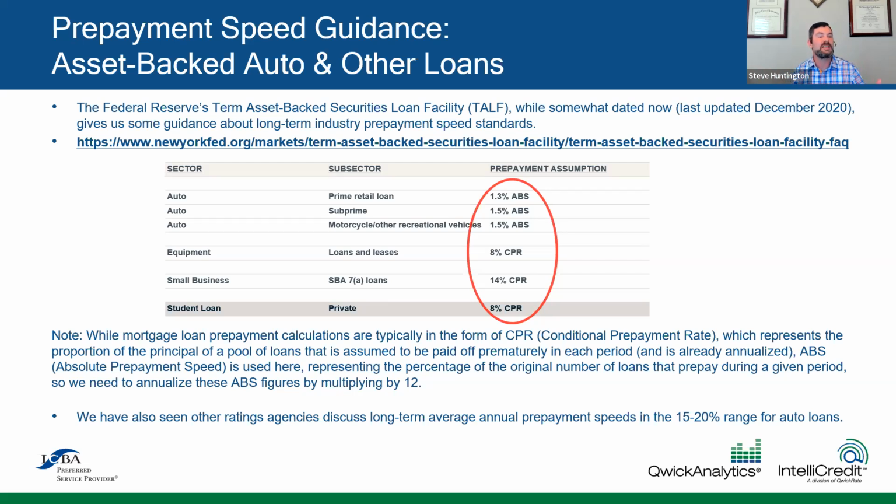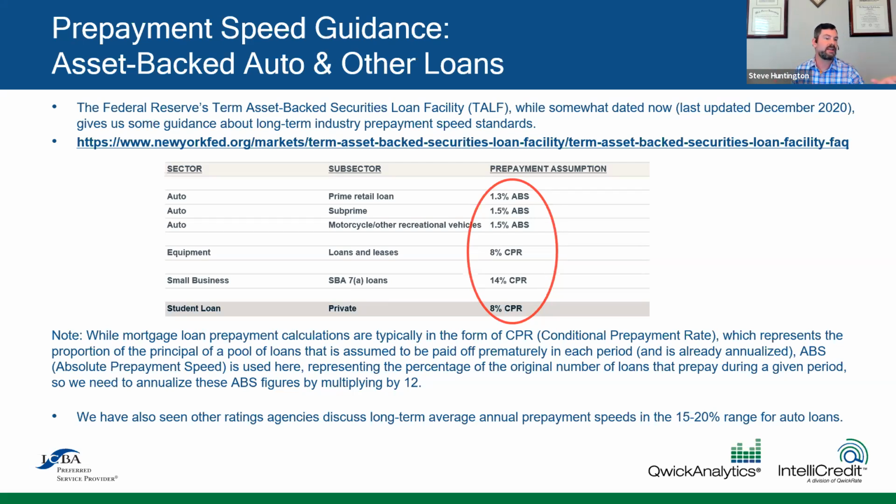But they use the CPR, or again, constant, sometimes it's called conditional, sometimes constant prepayment rate, which is an annualized calculation. But for some things like auto loans, they use ABS, which is another horrible thing to call it. ABS stands for asset-backed security. It also stands for absolute prepayment speed. Why is there a B instead of a P? It's a good question, and it's very confusing.